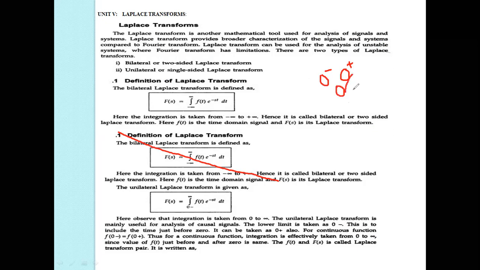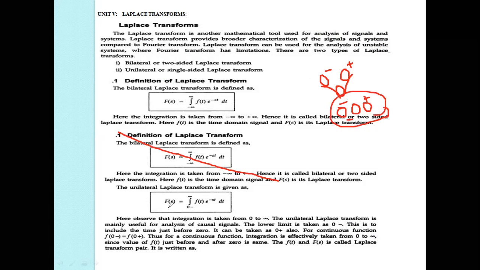0 plus is just above the 0. 0 minus is just below the 0, before the 0 here. All the 0 minus and 0 plus are both zeros only.